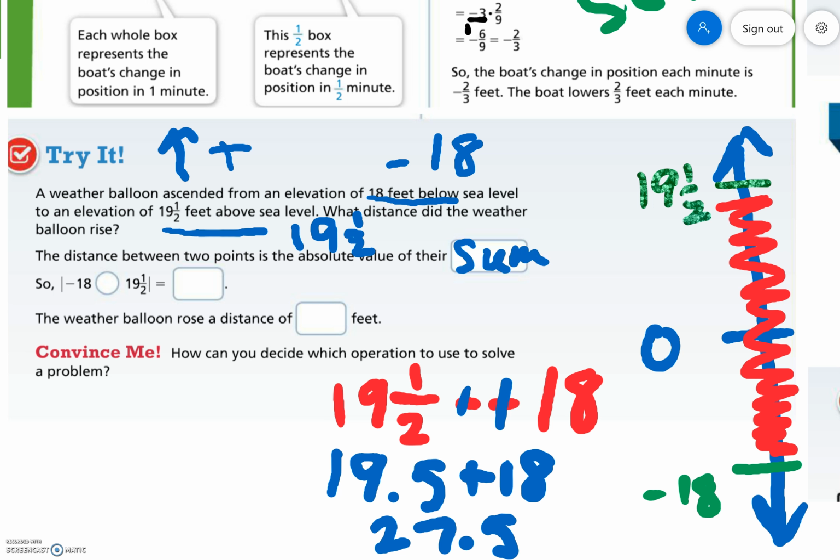So -18, oh, sorry, their difference. I even said that. Why didn't you guys stop me? Their difference. We said when we're finding the distance, we find the difference.